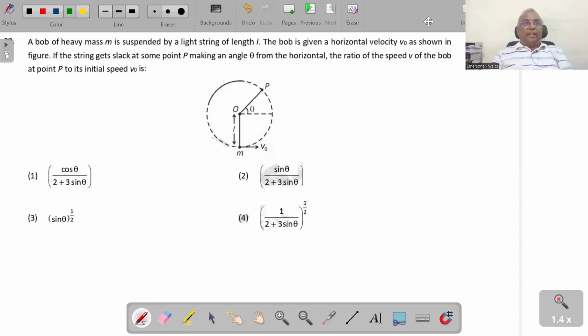A bob of heavy mass M is suspended by a light string of length L. The bob is given a horizontal velocity V0 as shown in the figure. The string gets slack at some point P, making an angle theta from the horizontal. At this point it has become slack, which means tension at the point is 0. The ratio of the speed of the bob at P to the initial speed is asked. Let us call the speed at this point V, and the initial speed is V0.